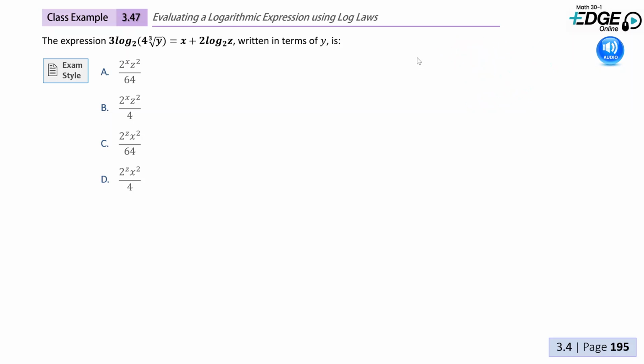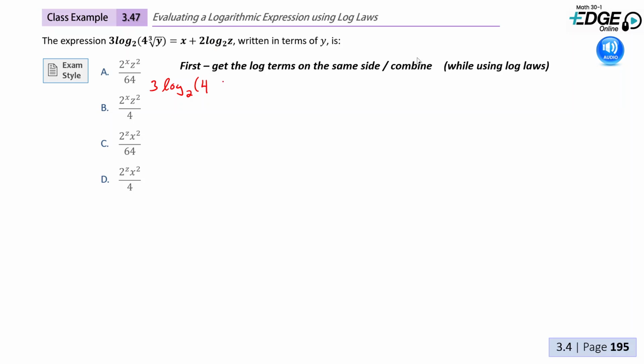Our question is just a little bit more complex. So here's what we're going to do. First, we're going to get all the log terms to the same side, and then combine using log laws. So let's get this 2 log base 2 over to the other side. So we'll write this as 3 log base 2 of 4 times the cube root of y minus 2 log base 2 of z is equal to x.